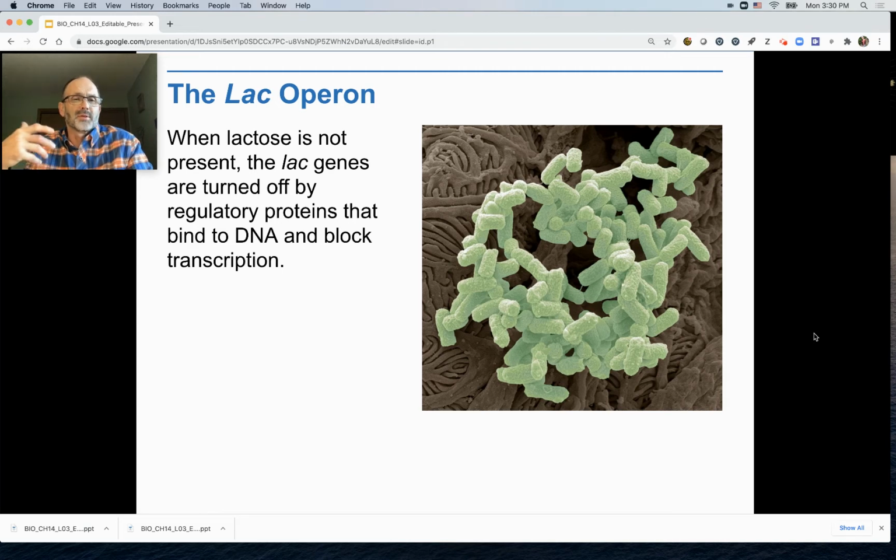And when lactose is not present, the lac genes are turned off by these regulatory proteins that bind to DNA and block transcription. So when this regulatory protein binds to the DNA, the transcription can't run. So yesterday, and come back to this as many times as you need, I showed you a video of that transcription from DNA to RNA, and then that RNA is expressed.